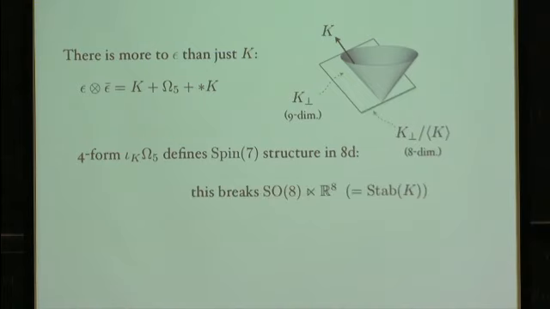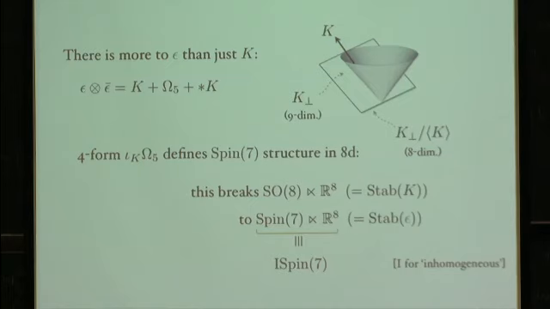So this breaks SO(8) to Spin(7), and this is our answer now. This is the stabilizer of epsilon, this little group of epsilon. And so I'll be calling it inhomogeneous Spin(7), just the same way as this is usually called inhomogeneous SO, ISO, and this is ISpin.